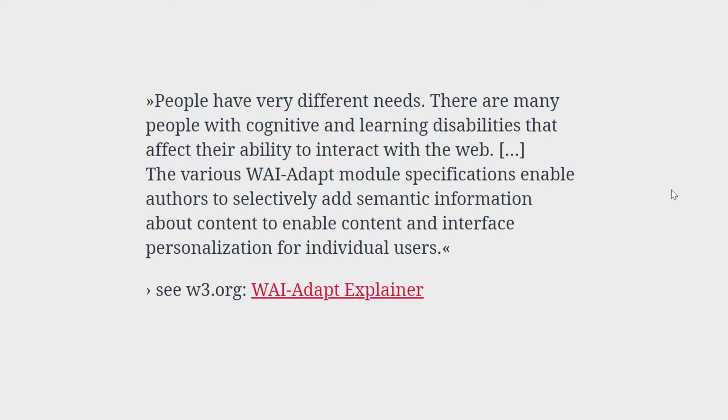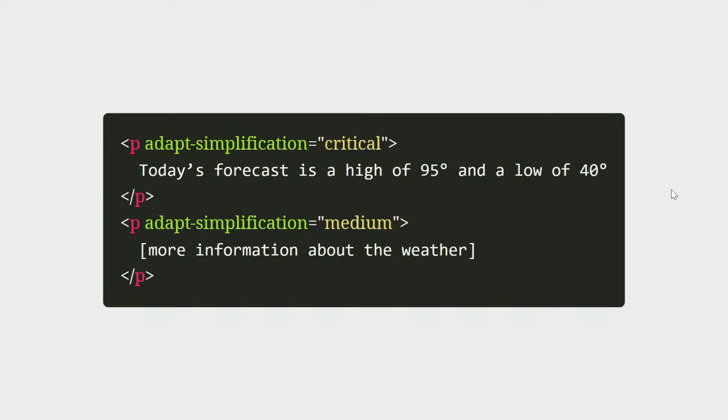There are different methods for that. One example is you could define a paragraph as adapt simplification critical and another as medium. And people who are overwhelmed by too much text on websites might then in their browser choose only to display the critical information. In this case, the actual weather. And more information would only distract them, so they can blend it out.